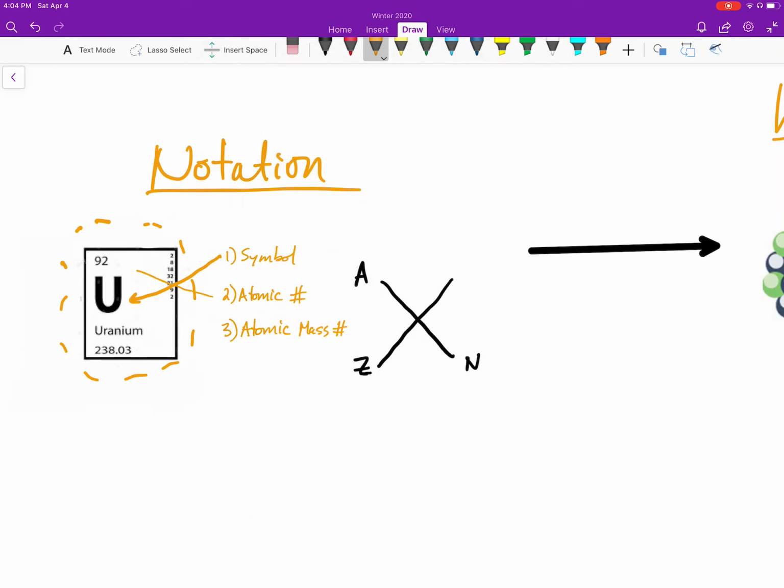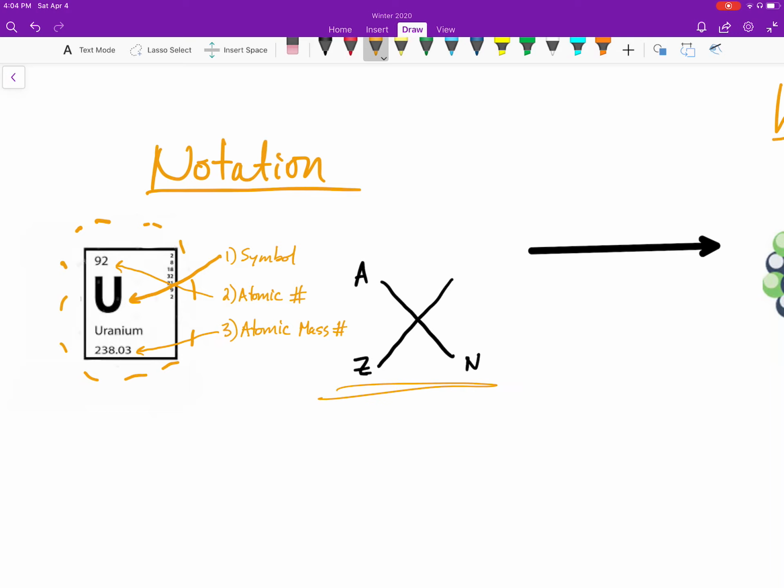The atomic number is how many protons it has, and the 92 is the atomic number for uranium, and the number of protons is what defines the element. So if it had 93 protons, it'd be a different element, 91 different, right? And then the atomic mass here is the total number of protons and neutrons combined, so the total number of nucleons in the nucleus.